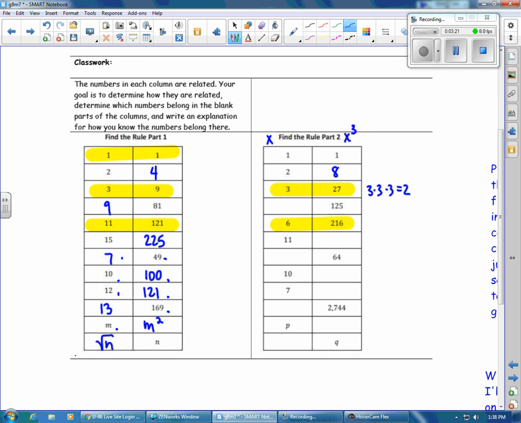What times what times what would equal 125? Let's think about this. It ends in a 5, so I'm going to start with 5. 5 times 5 is 25. 25 times 5 is indeed 125. So the cube root of 125 is going to be 5. See if you can figure out the rest of the table and then come back and check your work. Pause the video.